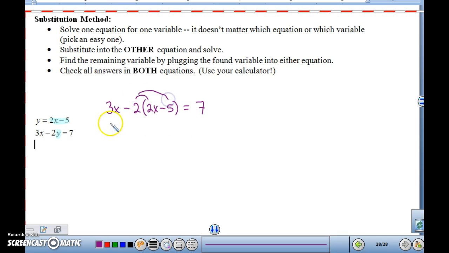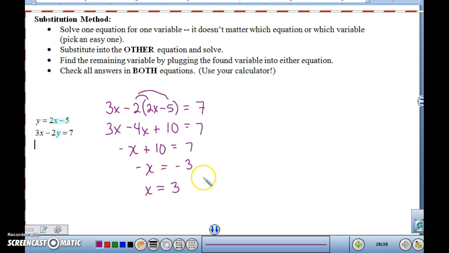Alright, solve the equation, distribute. 3x minus 4x plus 10 is equal to 7. Combine your terms. Negative x plus 10 is equal to 7. Move the 10 over here by subtraction. 7 minus 10 is negative 3. And then solve for x. You have to divide by negative 1. And x is going to equal 3. So x equals 3 is the x value that will work in both equations.